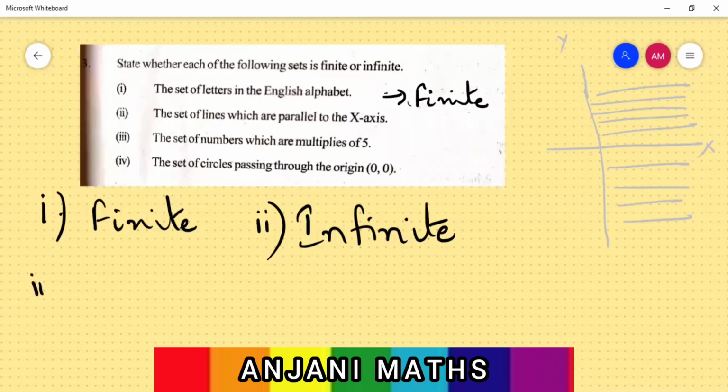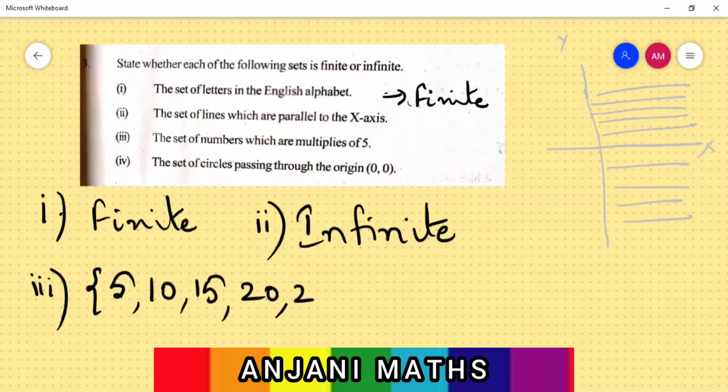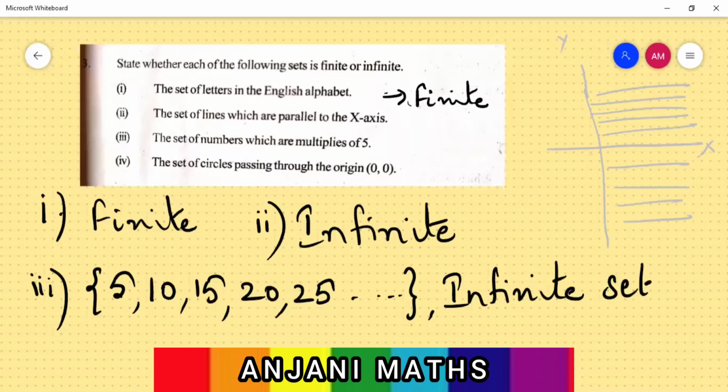So what's the third one? Set of numbers which are multiples of 5. Infinite, ma'am. 5, 10, 15, 20, 25, and so on. What is this set? Infinite set. Next, fourth one.